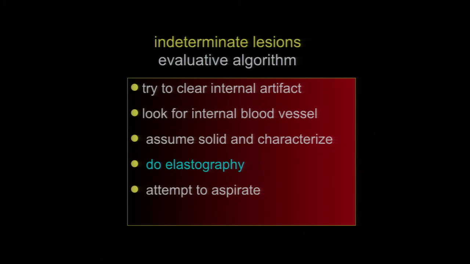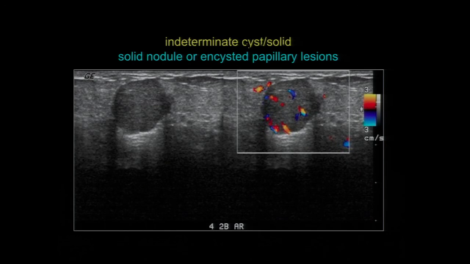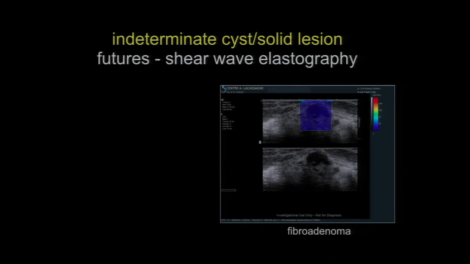Well, we can try to clear the internal artifact with harmonics and compounding and focal zone placement. We can use Doppler. We can assume it's solid and characterize it. We can do elasto. We can attempt to aspirate, or we can do ultrasound-guided vacuum-assisted biopsy. This is Doppler. It shows that this is not a complicated cyst. This is either an encysted papilloma or a solid nodule.